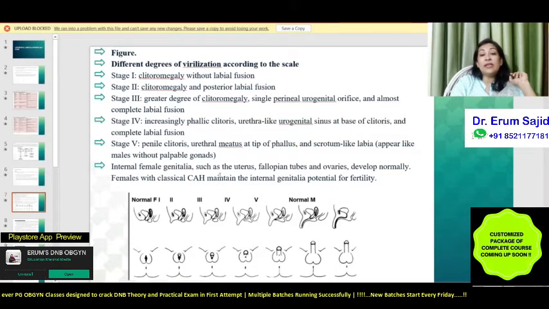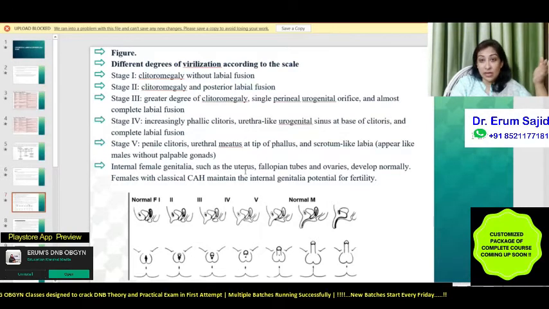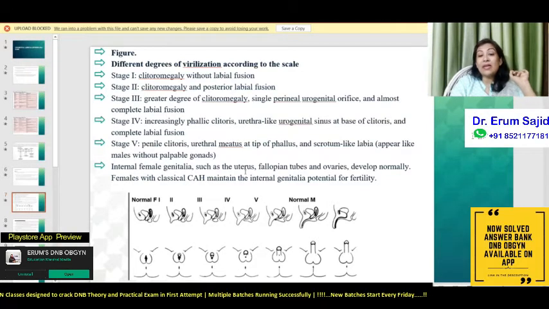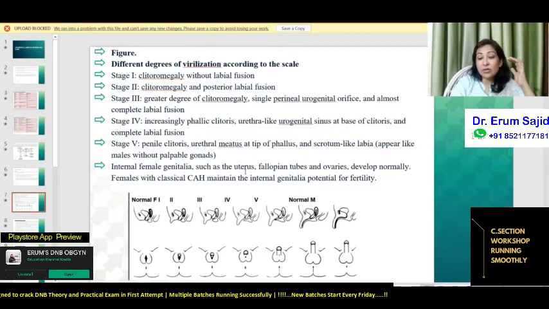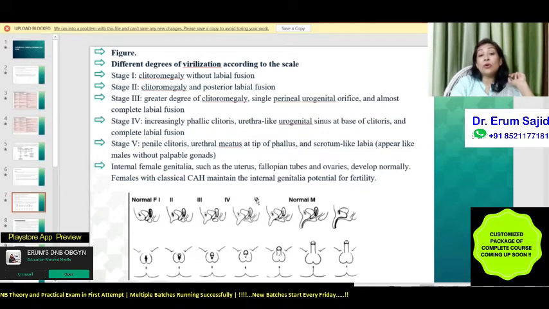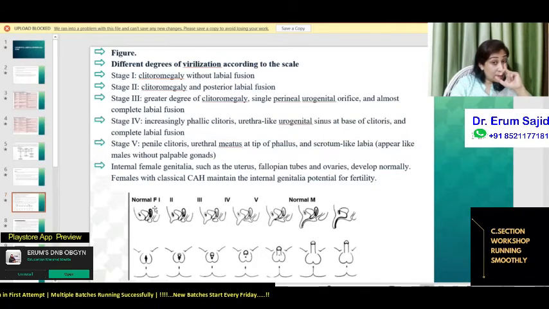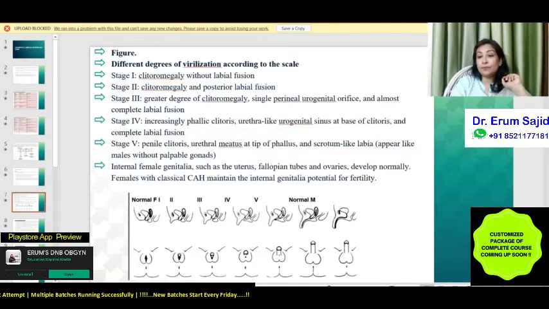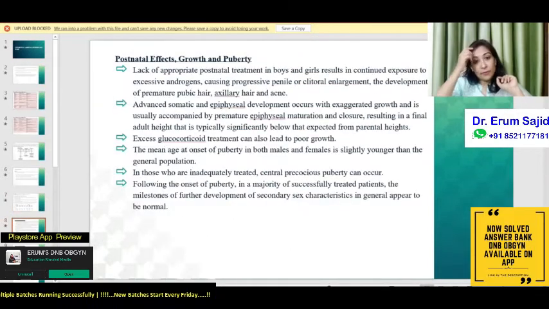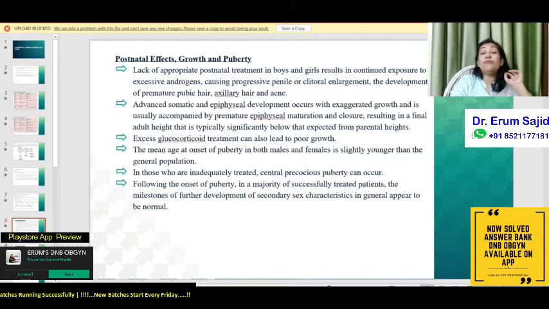So internal female genitalia such as uterus, fallopian tubes, and ovaries develop normally. Females with classic CAH maintain the internal genitalia potential for fertility. So if there is gender correction, they'll be able to have babies, which is very, very important. You should know these stages, because it's very, very difficult when the child is born with ambiguous genitalia to counsel the parents and to commit anything to them. So labial fusion has to be looked for, and what is the amount of clitoromegaly, that also has to be looked for. Now, what could be the effects of this?